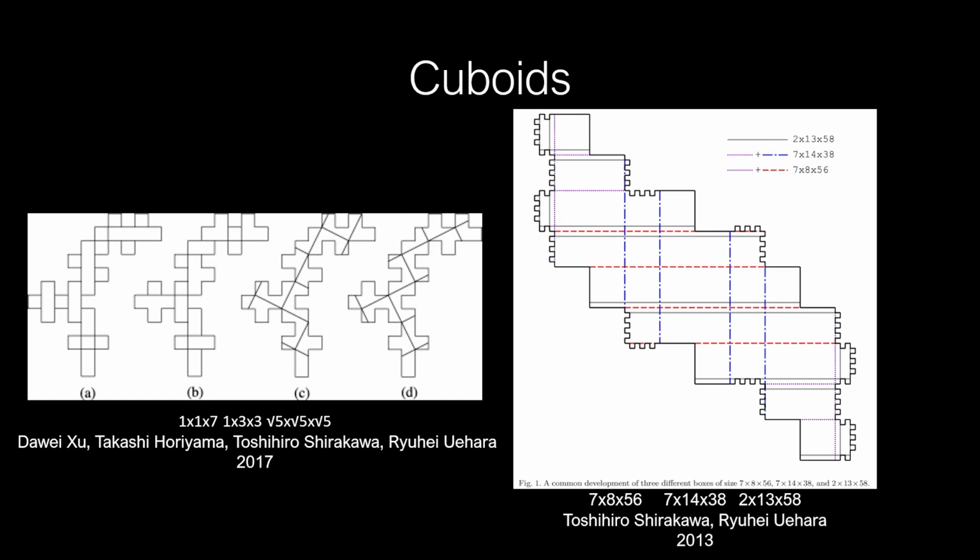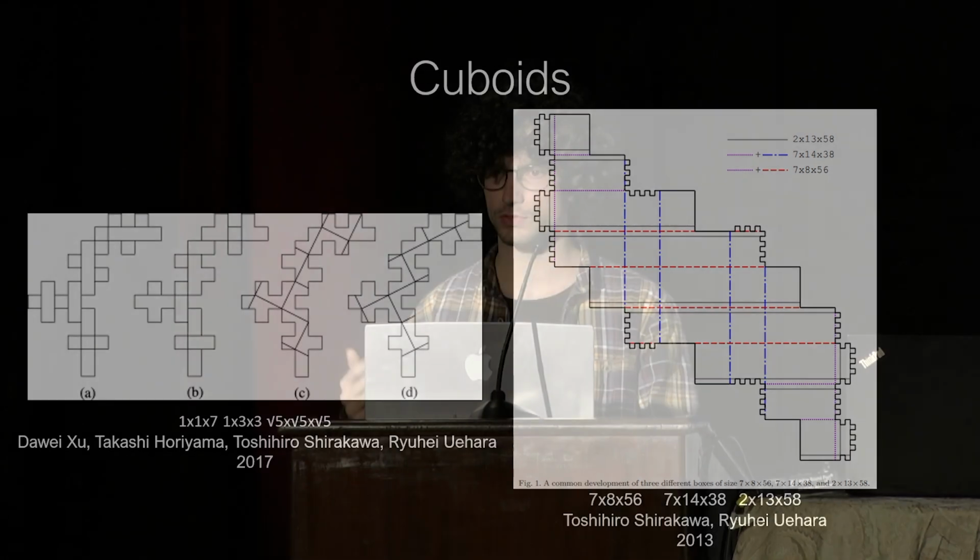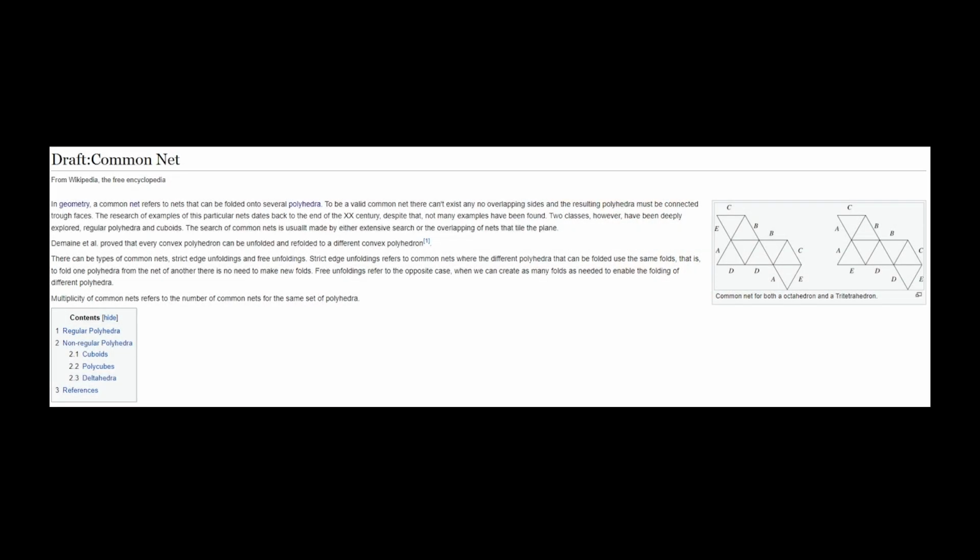I invite you all to try to find new cases, new classes of common nets, and to collaborate with all of you, we created a Wikipedia page, which is still a draft, but you can already edit it, and try to fold a polyhedron, unfold it, and try to refold it in a new way. It's quite fun. It's an excellent puzzle, so please take a look at the Wikipedia page.